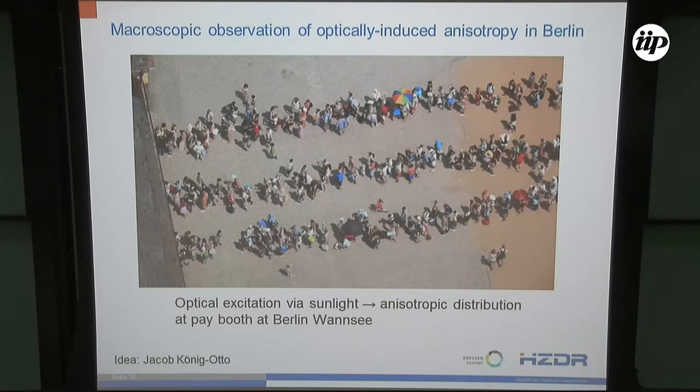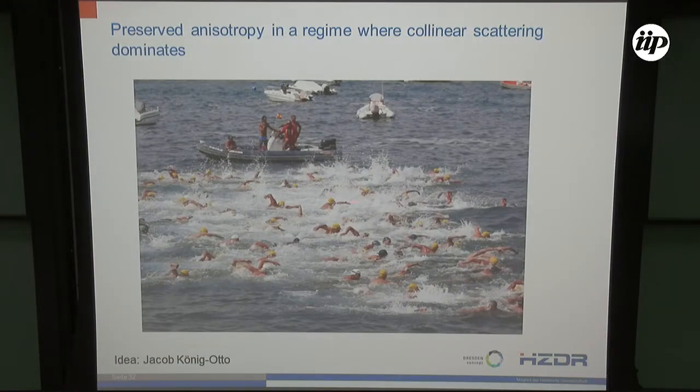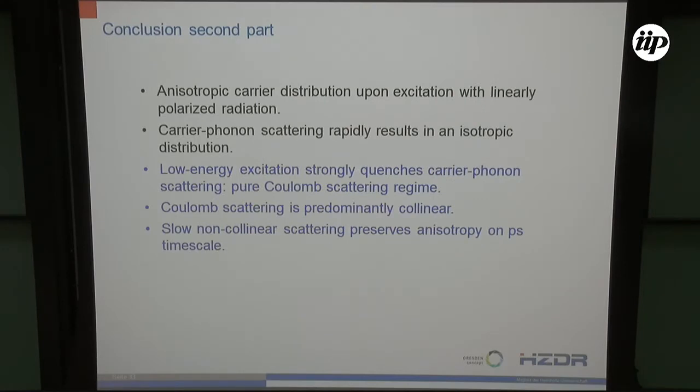The Berliners get excited by the optical excitation, by the sunlight. They line up here at the pay booth of the lake. So this is highly anisotropic. But if they have a repulsive interaction, they have an isotropic distribution. But you can do something if you give them a preferential direction. If there's a race, then they move much faster in this direction, and this preserves the anisotropy. So this is the macroscopic equivalent to our process.